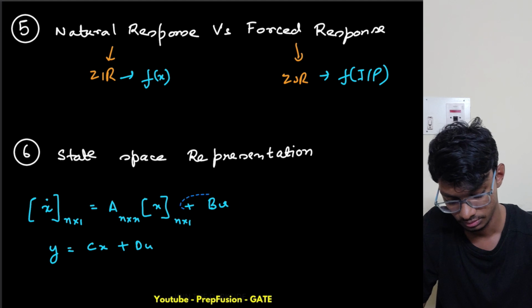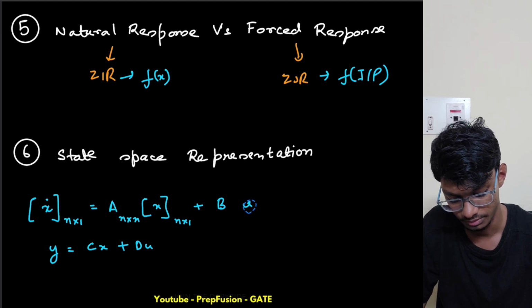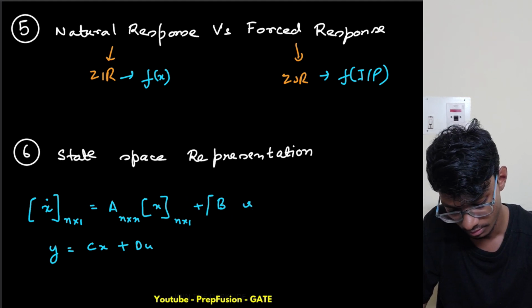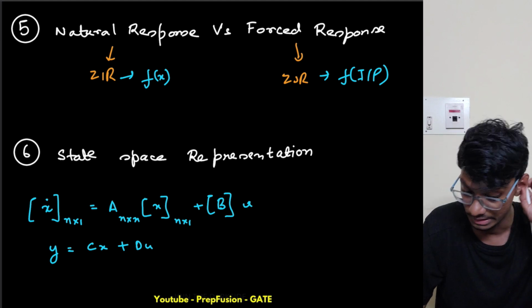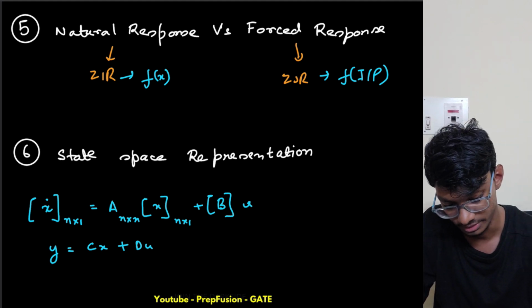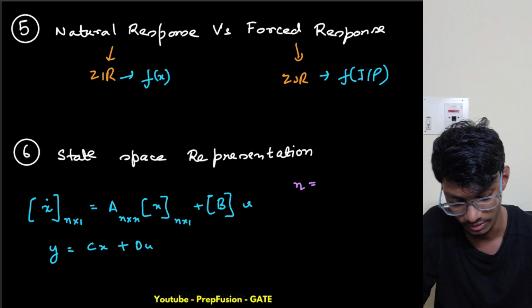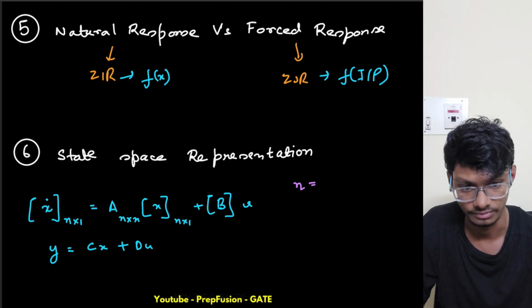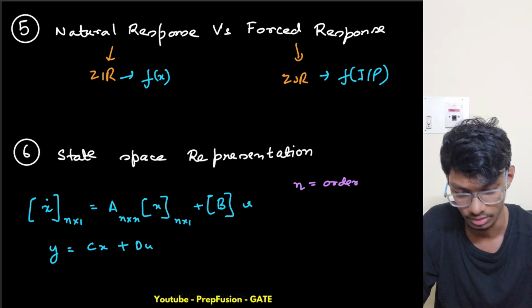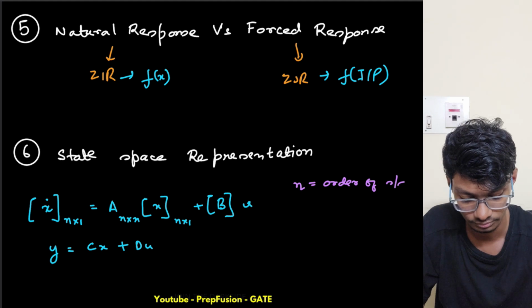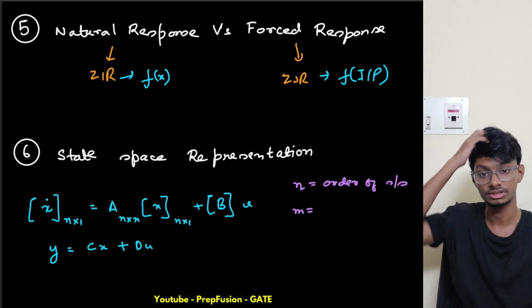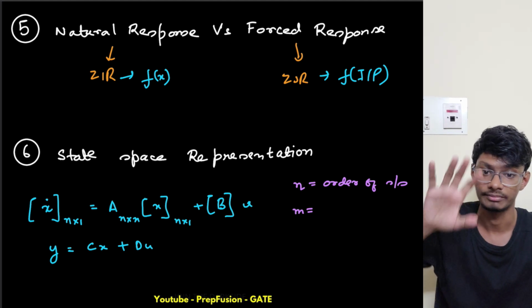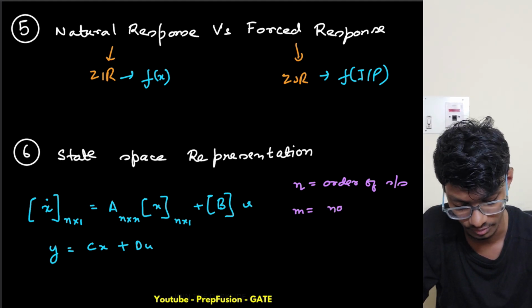And what will be the order of b? Let me write the definitions of n, m, and p. So what is n? N is the order of the system. Now what is m? I hope you remember, right? M was the number of inputs that I'm giving to the system, right? So m was the number of inputs.